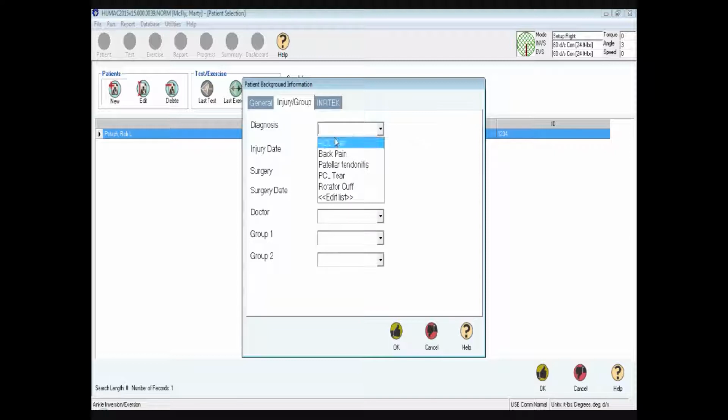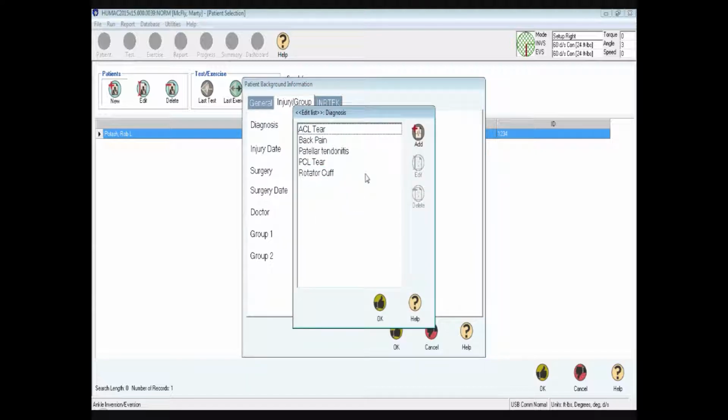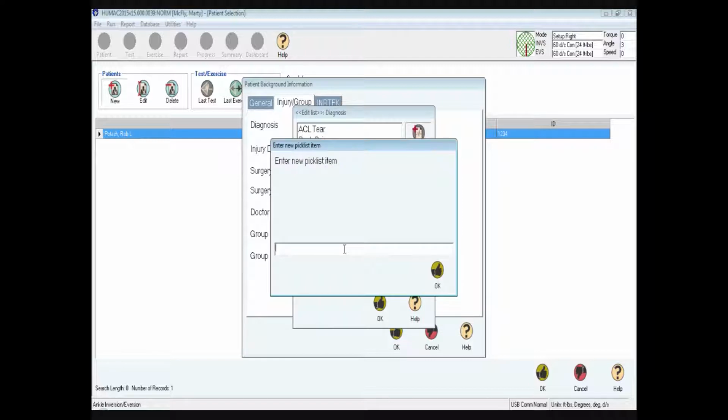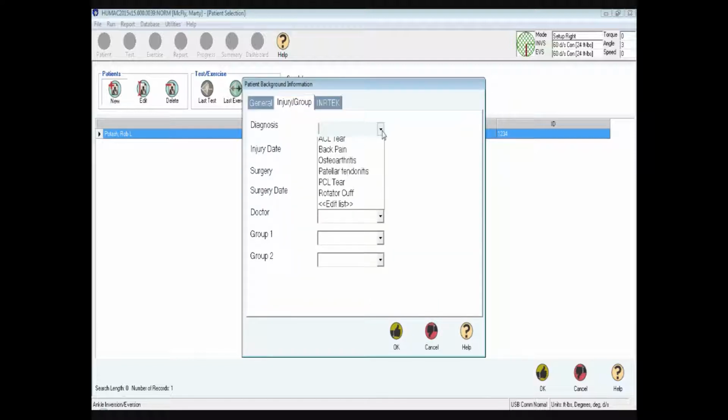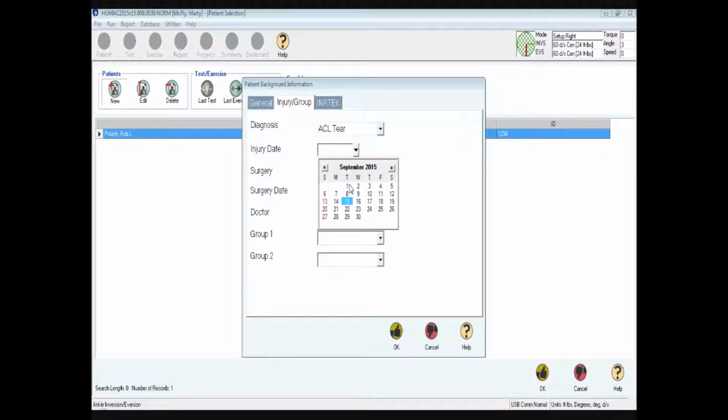Let's put in a diagnosis. Our patient has an ACL tear. If your diagnosis isn't present, you can go to the drop-down menu, click Edit List, and click on the Add button. Here I'm going to add osteoarthritis. And now you can see it was added to the list. Click the OK button and reselect the diagnosis. Also, put in the injury date.